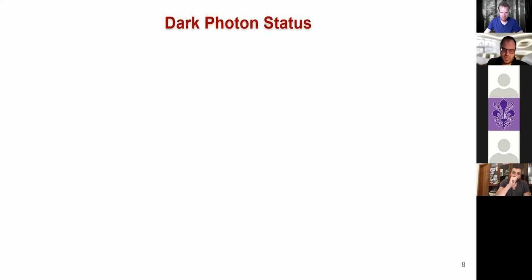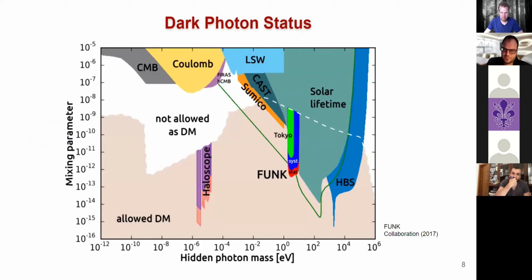So what is the status of the dark photon? Here is a relatively updated plot compiled by the FUNK collaboration of the hidden photon mass on the x-axis versus the mixing parameter on the y-axis.